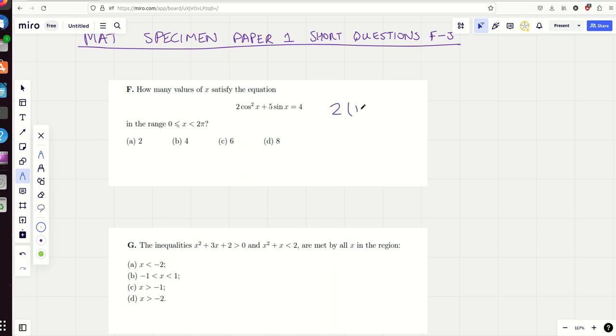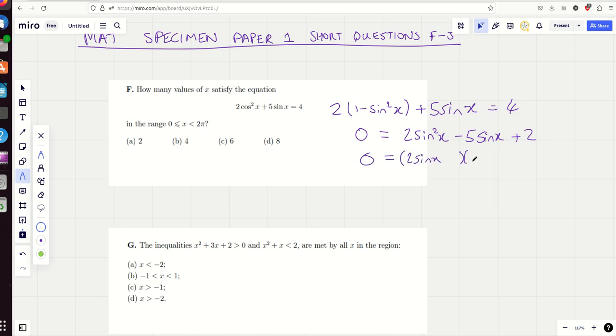It's obvious you replace cos squared with 1 minus sine squared, plus 5 sine x. And this is obviously a trigonometric quadratic. So what are we going to have? Let's put 0 here. We'll have 2 sine squared x, minus 5 sine x, and then we take the 2 away from the 4, and we get positive 2.